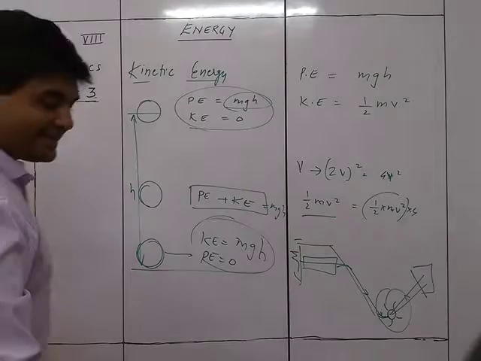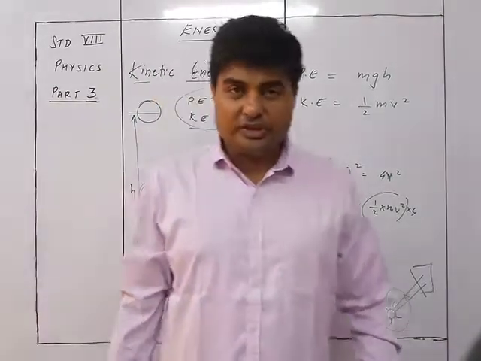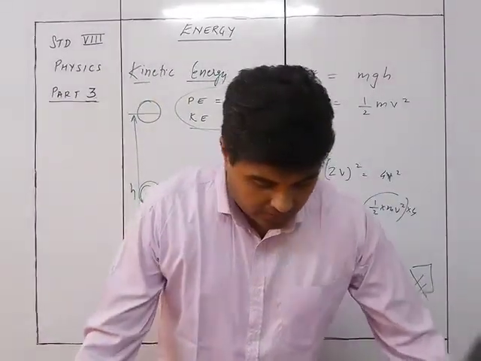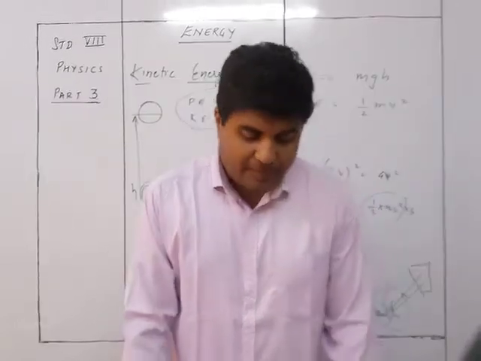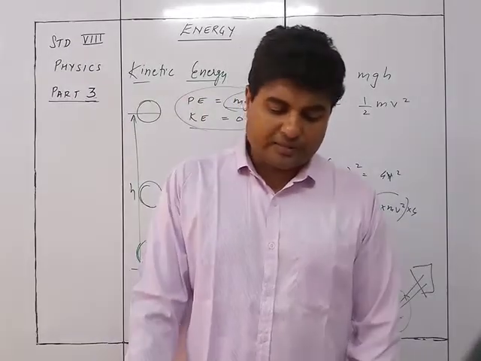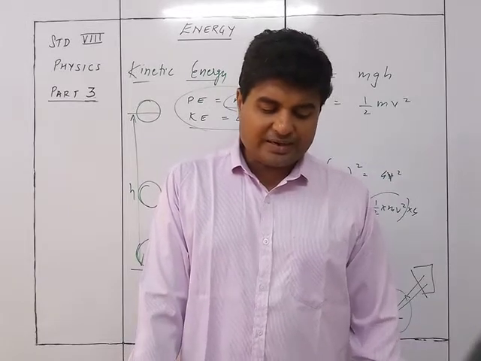So we continue with the examples of conversion of potential energy to kinetic energy. We are on point number 8, that is about the simple pendulum. The figure shows a simple pendulum suspended from a rigid support O. Its resting position is at A.